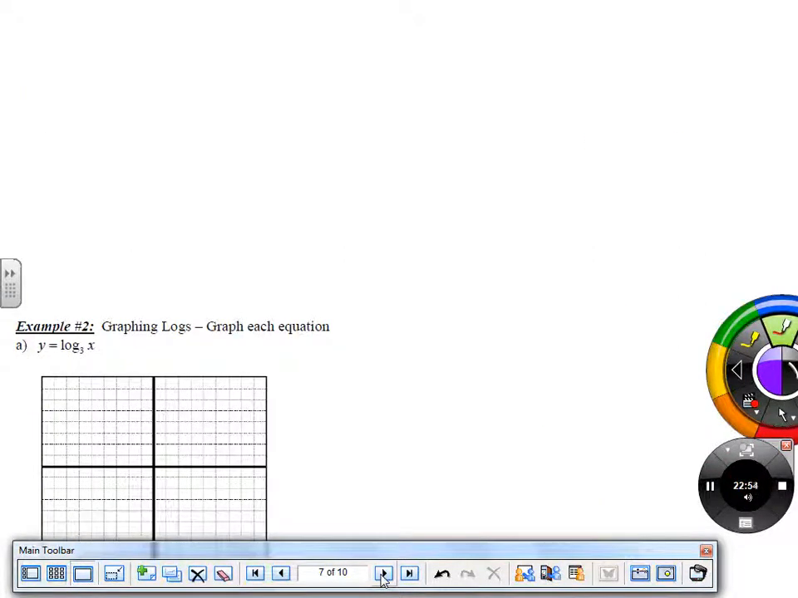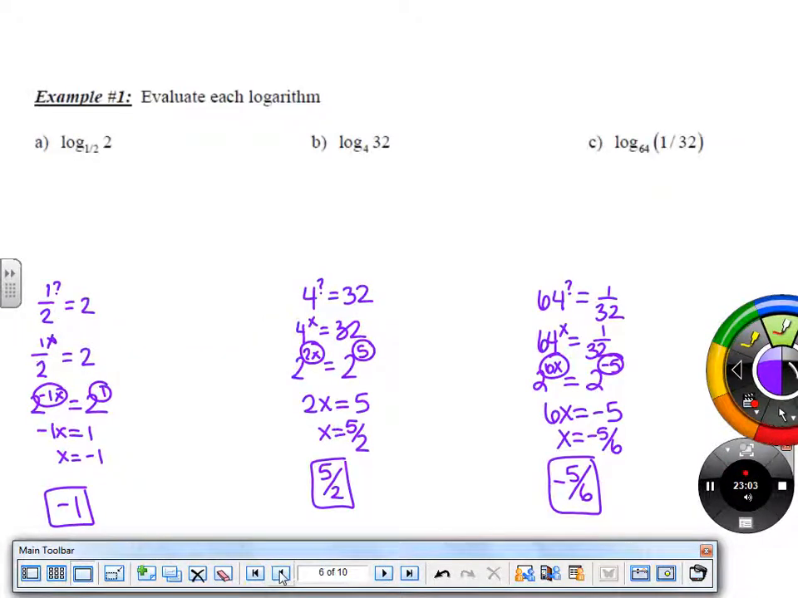The next thing we're going to do is we're going to graph logarithms. So what we're going to do is graph what we would consider a parent function, and then we'll do some transformations of that. Now, before we do that, I want to go back here and just make a couple of notes about calculating some other logarithms.